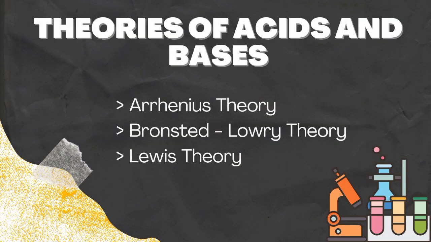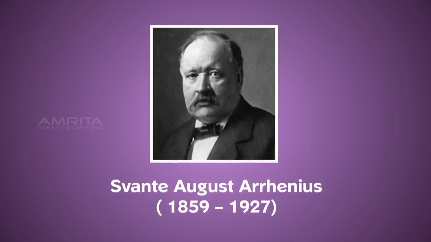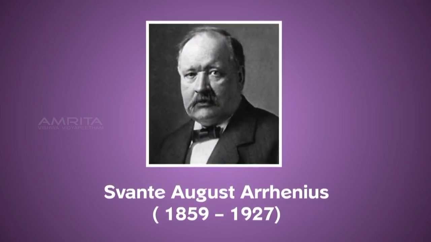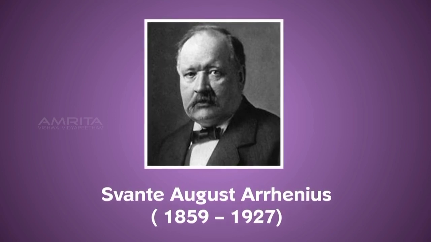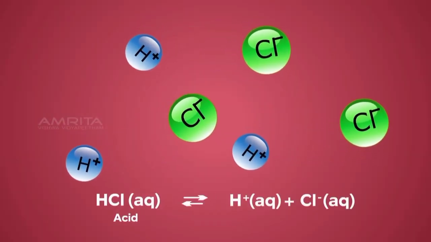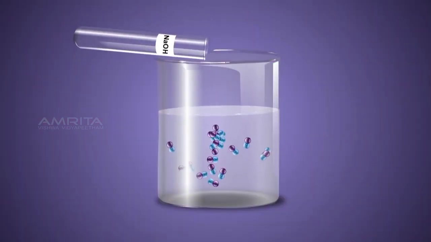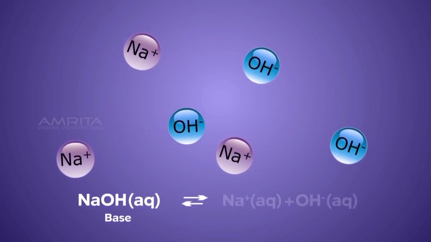Theories of acids and bases. There are three different theories that have been put forth in order to define acids and bases. These theories include the Arrhenius theory, the Bronsted-Lowry theory, and the Lewis theory. Arrhenius theory. In the year 1884, Swedish scientist Svante August Arrhenius introduced a theory of acids and bases. He defines acids as those substances which release hydrogen ions, or H+ ions, when dissolved in water, and bases are those substances which give hydroxide ions, or OH-, when dissolved in water.